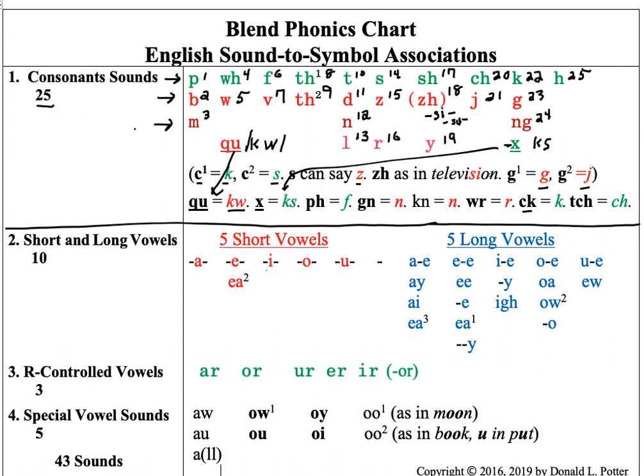All right, that takes care of the 25 consonant sounds. So now we have 18 sounds to go. We have 10 short and long vowel sounds, 3 R-controlled sounds, and 5 of what I put together are just special sounds, so 43 sounds altogether. The 5 short vowels are red. The first one is A as in cat, cat. The lines on each side are very important because they signal that this is a short vowel, following the rule that if a consonant follows a vowel at the end of a word or syllable, the vowel will be short unless there's a final E.